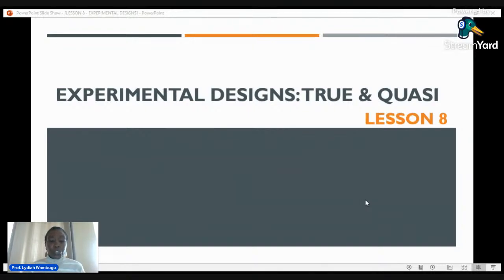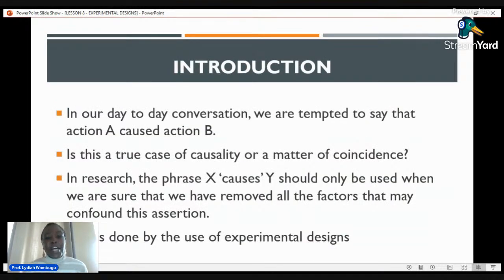And today we are going to discuss experimental designs. And we are going to look at both true and quasi. What differentiates the two designs? What differentiates between true and quasi-experimental? So, many a time as we talk as human beings, we use the word causality, or we use the word cause many times.